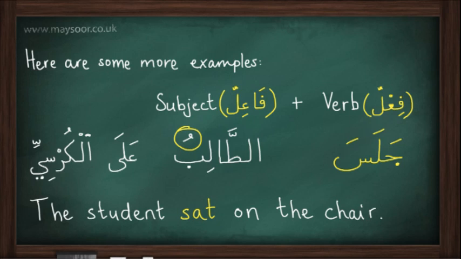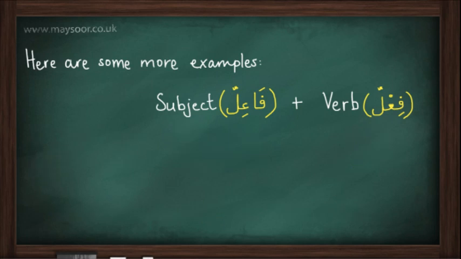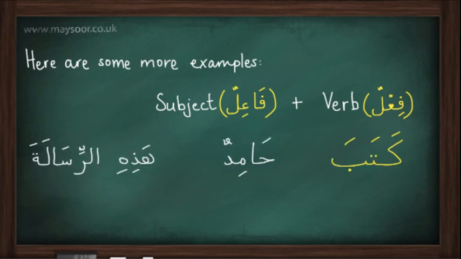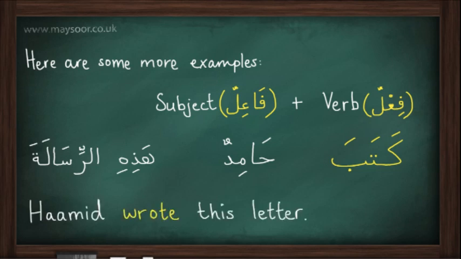And the sign of it being the subject is the dhamma at the end of the word. The word at-talibu is known as marfu'. The talib is the one that did the action. It would be incorrect to translate this sentence as he sat the student on the chair. And finally, كتب حامد هذه الرسالة, which means Hamid wrote this letter.